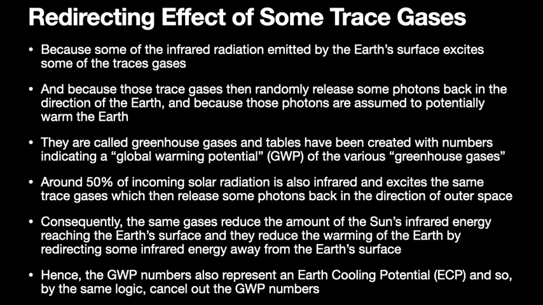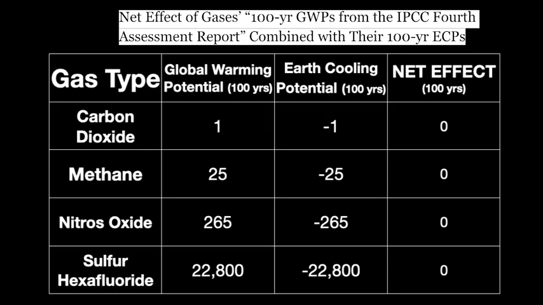Hence, the global warming potential numbers also represent an Earth cooling potential, and so by the very same logic, they cancel out the global warming numbers. Here's a table. The net effect of gases, 100-year global warming potentials from the IPCC fourth assessment report, combined with those gases' 100-year Earth cooling potentials.